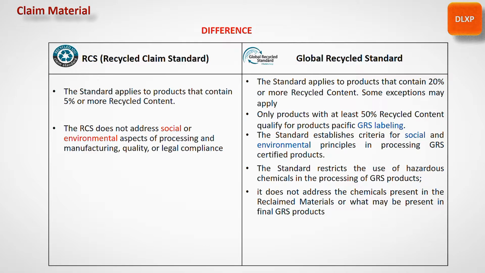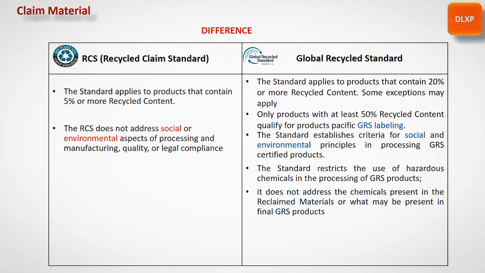On the other hand, the Global Recycled Standard or GRS applies to a product that contains 20% or more recycled content. Some exceptions may apply. The most important thing in this clause is that only products with at least 50% recycled content qualify for product-specific GRS labeling. If we are going to claim GRS, it is mandatory that the recycled content must be at least 50% or more. The standard establishes criteria for social and environmental principles in processing GRS certified products.